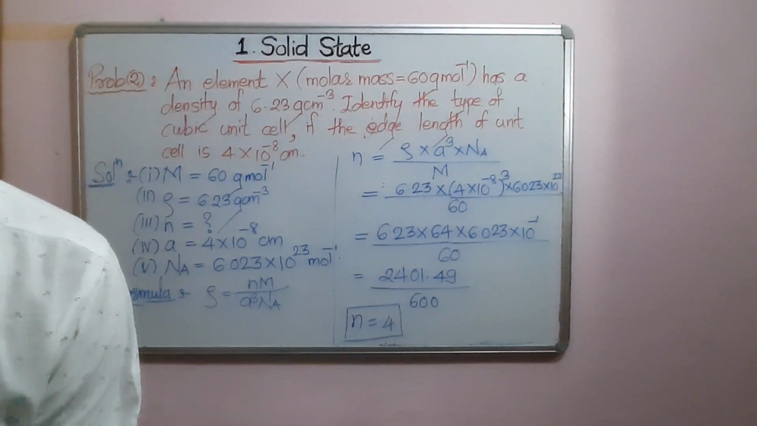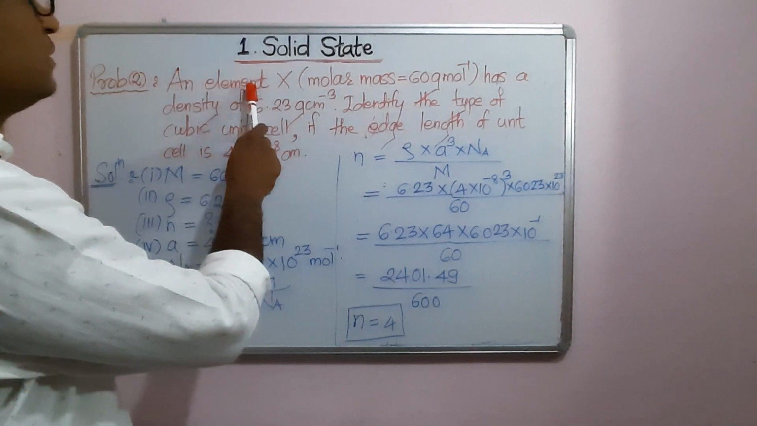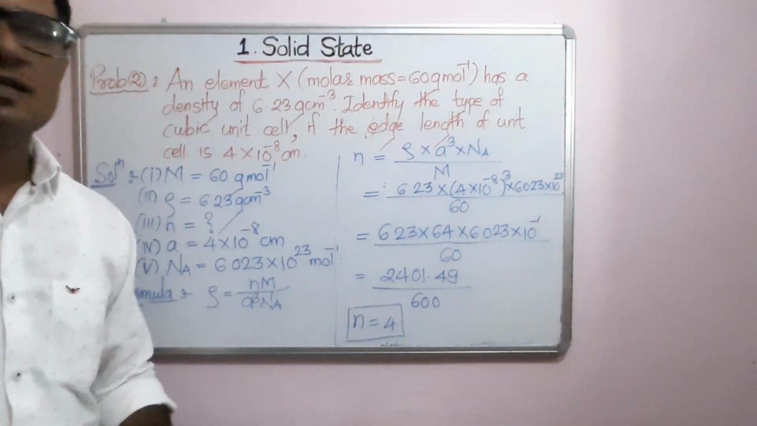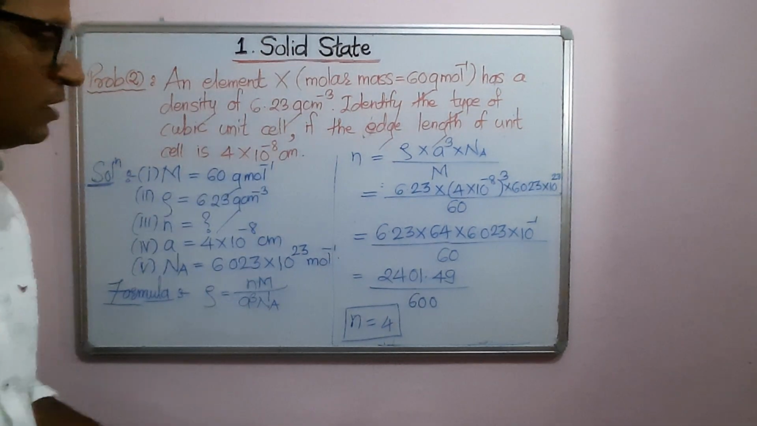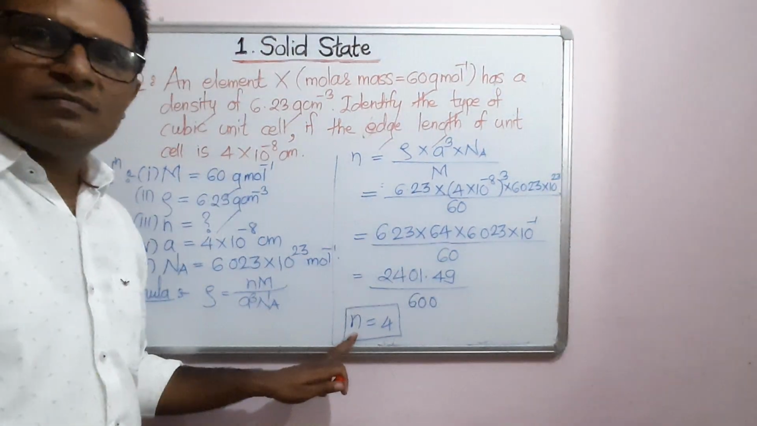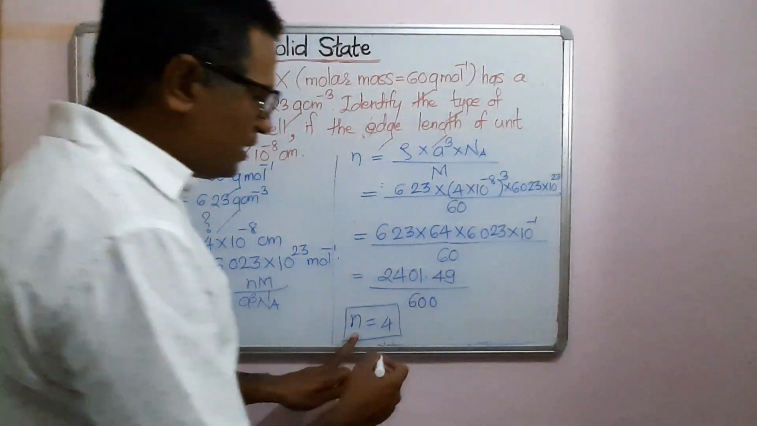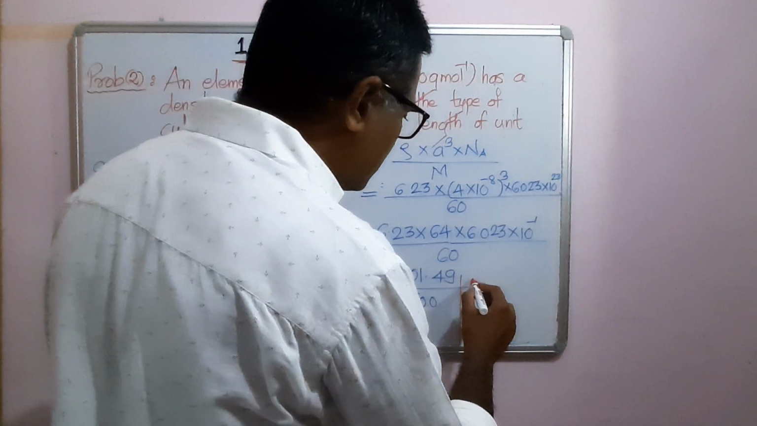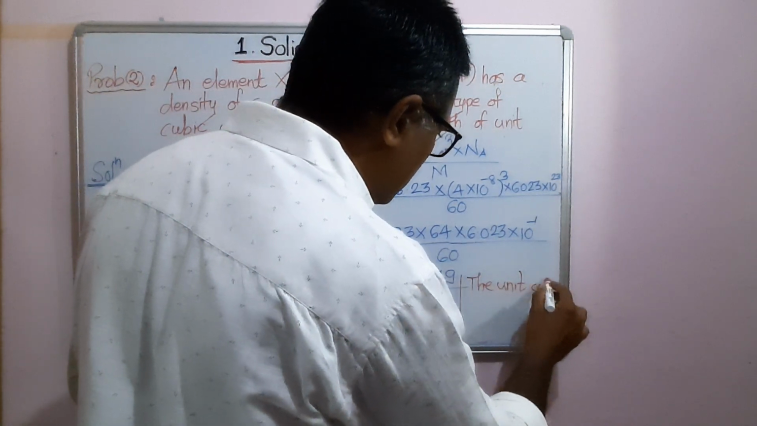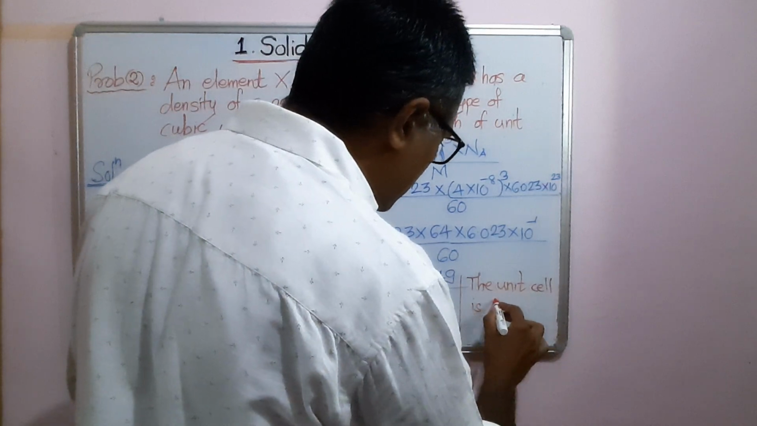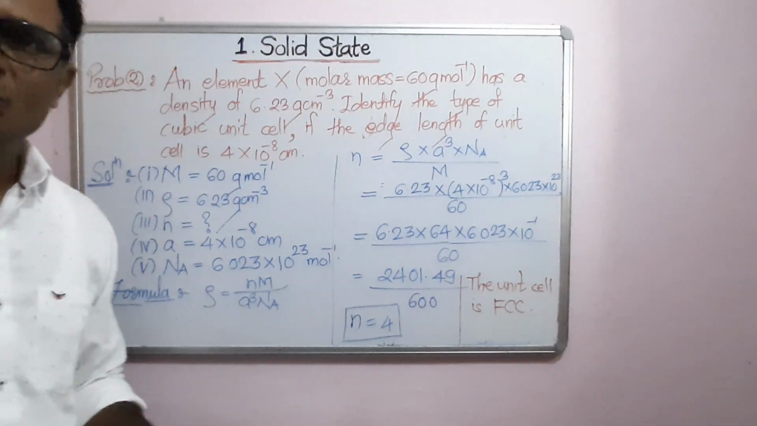So what is the meaning of that? The problem asks about the nature of the unit cell of element X, and you can identify the nature by the n value. If n comes out to be 4, that means the unit cell is FCC, that is, face centered cubic unit cell.